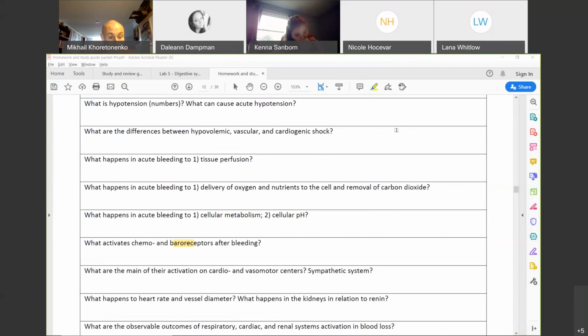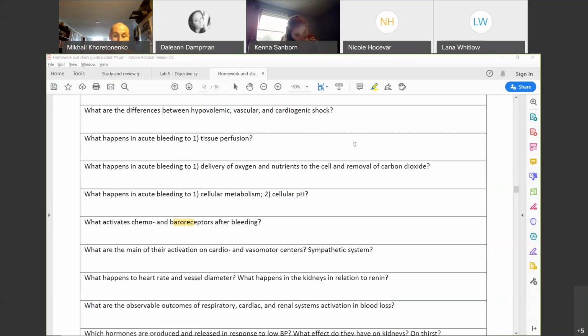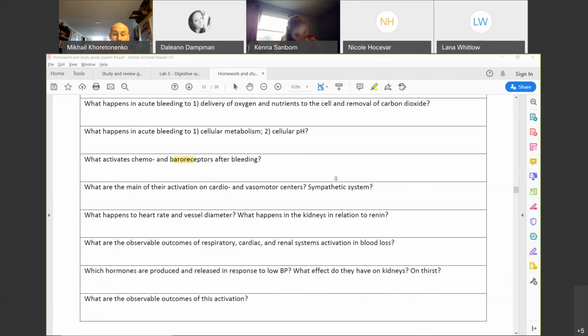What happens to heart rate and vessels? So heart rate goes up, blood vessels constrict. This is why people after blood loss are pale. Kidneys release renin, and renin leads to the activation of angiotensin and release of aldosterone. So people start to retain sodium and water and start to pee much less.